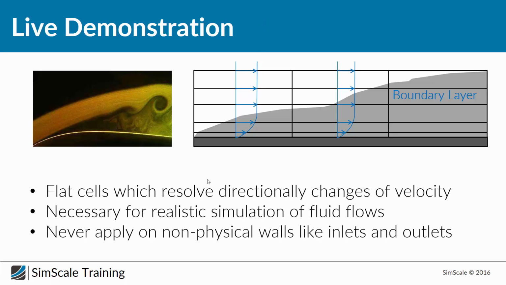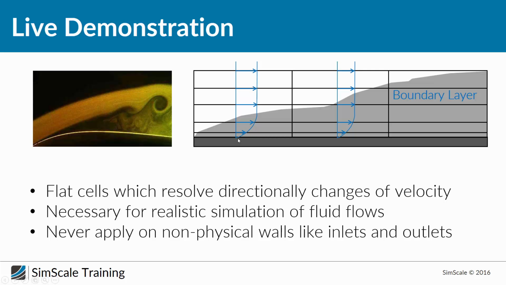And yes, very important, without layers your simulation will not be realistic, especially turbulence modeling will not work, and you should never apply these layers on non-physical walls like inlets and outlets, because there the gradient is very small in normal region. It would make absolutely no sense. And the question now, which is very important, is which cell size or which height do I need here to resolve this layer perfectly?